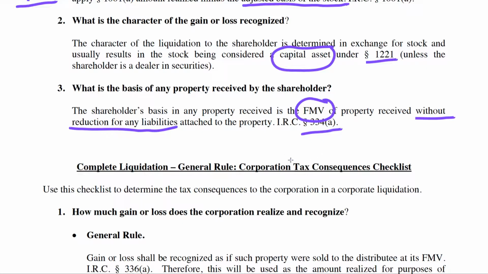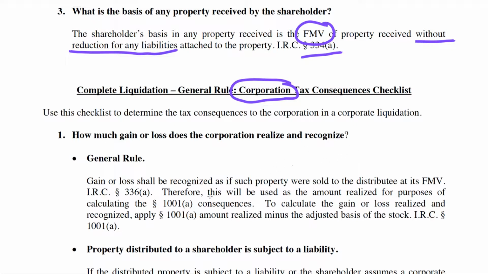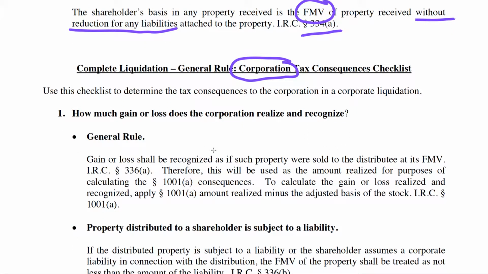What about the consequences to the corporation under the general complete liquidation rules? The first question, how much gain or loss does the corporation realize and recognize? For the general rule, it's just like the tax code, right? We have the general rule, the exception to the general rule, all that stuff. The general rule is found under Section 336, and it's going to be as if the corporation was selling the property using fair market value, unless there's liabilities. And we'll talk about that in a moment.